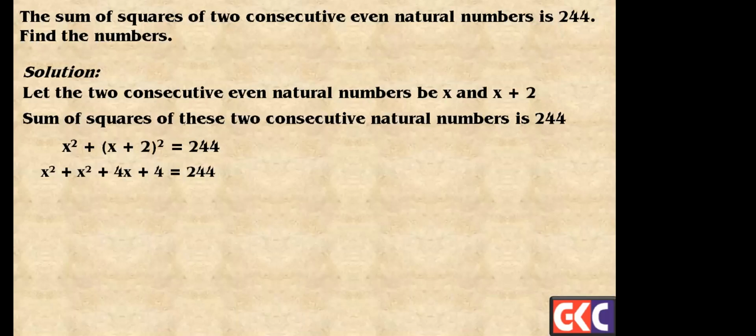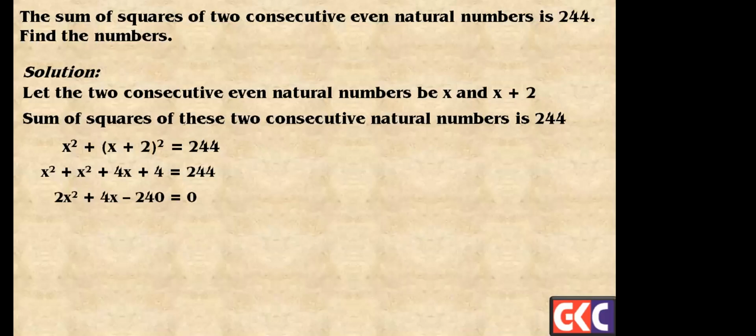Now further, we can add x square and x square, which makes 2x square. Along with that, 4x plus 4, and 244 can come to the other side as minus 244. Then 4 minus 244 is going to be minus 240.